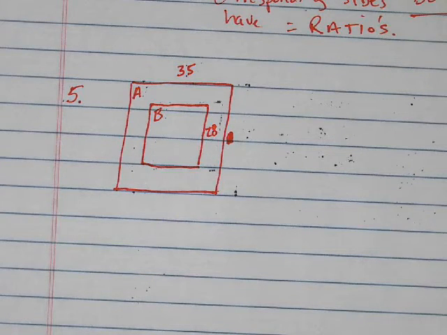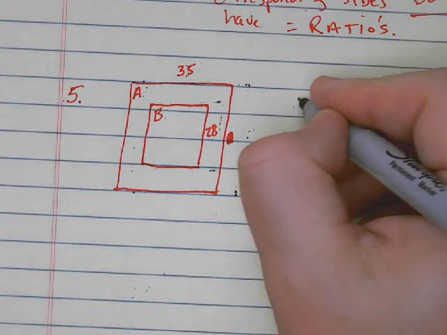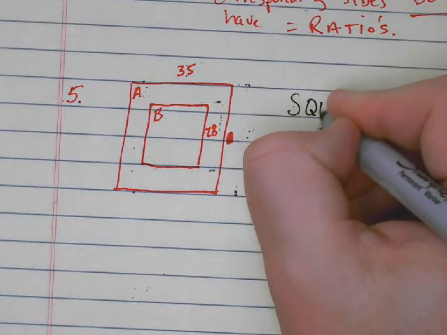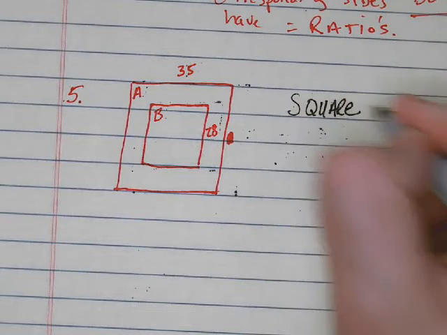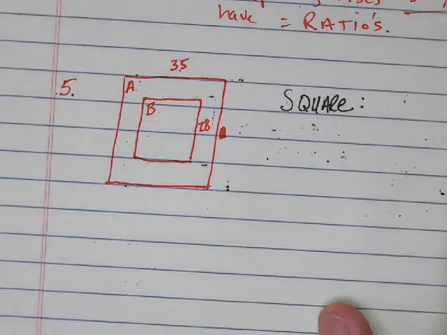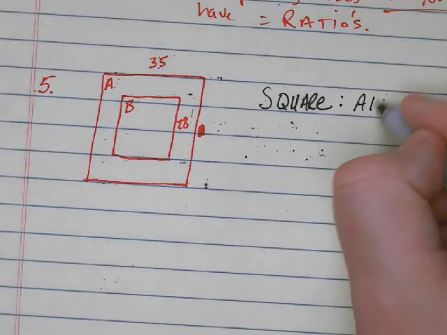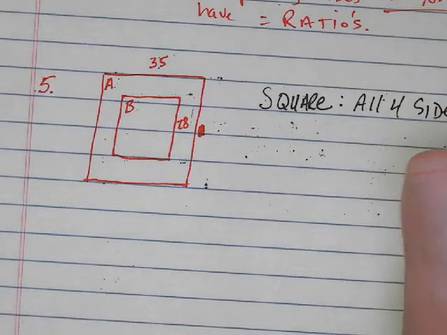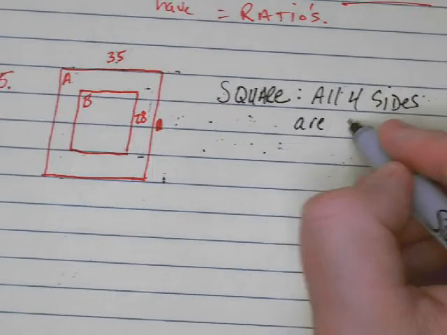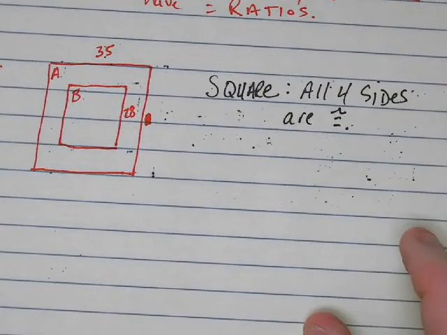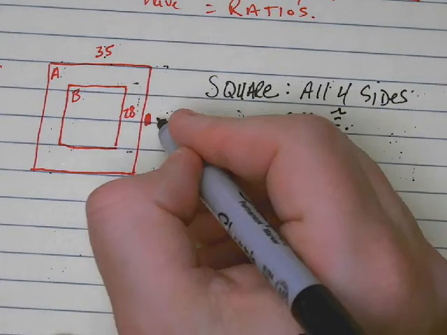Everyone okay there? Okay, so now, if it says that it's a square, Tiana, what's one of the parts that we know is true about a square? All 4 sides are congruent. So if that one's 35, then so is this one.